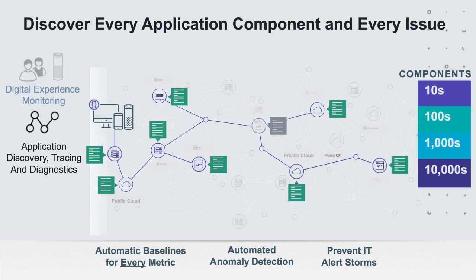We monitor and baseline every single metric, whether that's a technical metric or a business metric, and we're monitoring and ingesting a phenomenal amount of data, which means that through machine learning, we've got automated anomaly detection. If there's any problem, not just with the end user experience, but with the application itself and its performance, we'll help you identify that very, very quickly before it becomes a business problem. And because we're doing dynamic baselining using machine learning, every alert is relevant again, which helps you prevent IT alert storms.